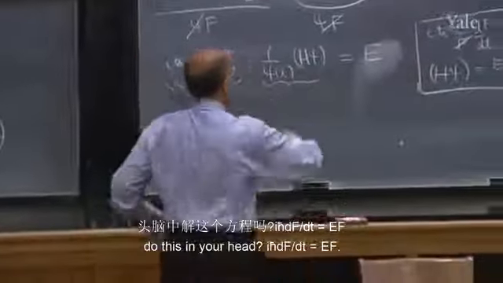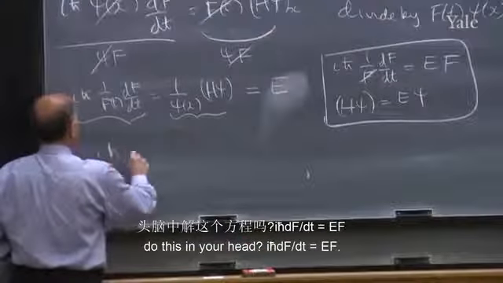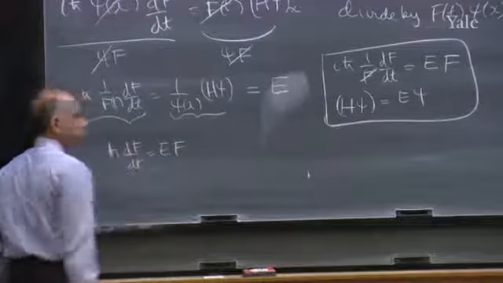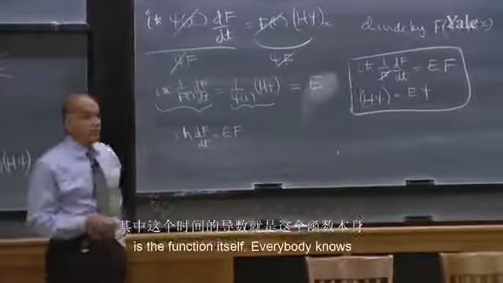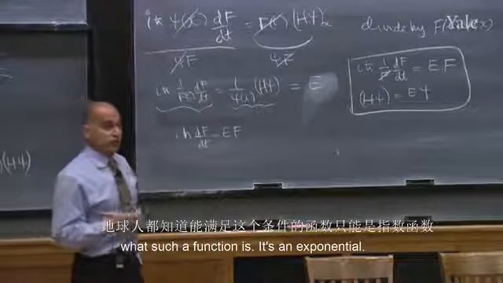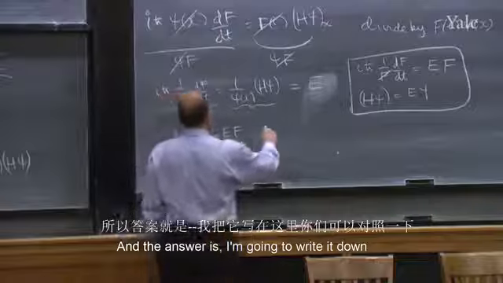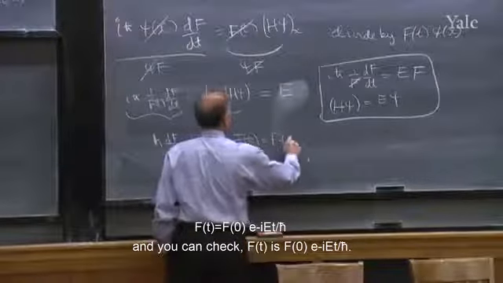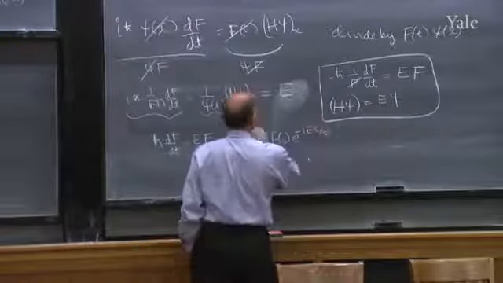Now, can you guys do this in your head? iħ dF/dt equal to E times F. So it's saying F is a function of time whose time derivative is the function itself. Everybody knows what such a function is. It's an exponential. And the answer is, I'm going to write it down and you can check. F of t is F of 0 e to the minus iEt over ħ.